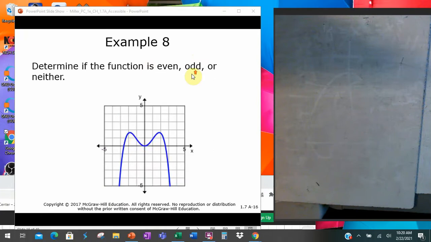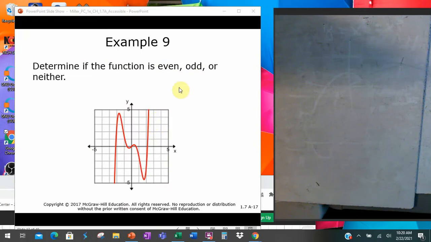This one is symmetric with respect to the y-axis, so therefore it's an even function. So it goes both ways. If I get symmetry with respect to the y, I get even. If it's even, I get symmetry with respect to the y. If it's symmetric with respect to the origin, so it's a mirror image across the origin, that graph is called an odd function. That's based from an odd function.